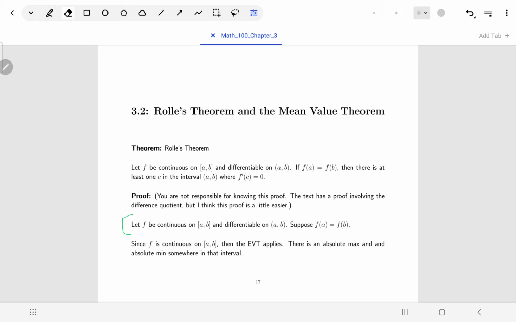Now, we can start to rely on some older theorems here. The extreme value theorem definitely applies, and it applies because f is continuous on that closed interval from a to b. So, hooray for us, extreme value theorem applies, which tells us we've got an absolute max and an absolute minimum somewhere in that interval. Maybe at the endpoints, maybe not, but somewhere between a and b, including a, including b, there's going to be an absolute maximum and also an absolute minimum.